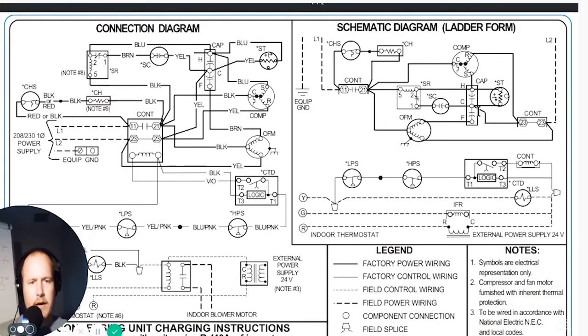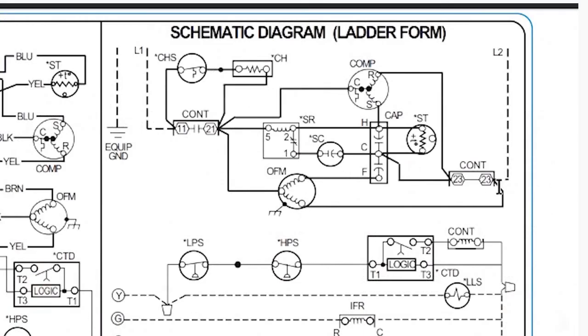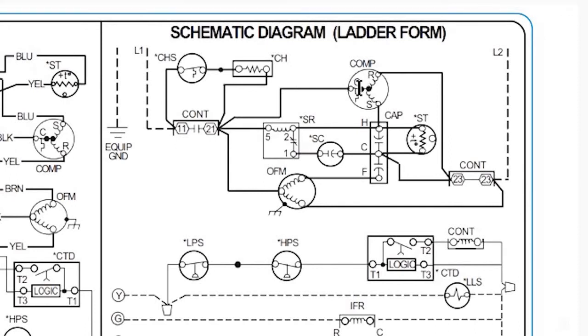H, C, F. The C is actually fed from the other side of the contactor, from the side that feeds common to the compressor. I've talked about this a lot, but new guys get mixed up on this a lot. They see C here and they see C here, but you'll notice the C on the compressor is connected to L1, and the C on the capacitor is connected to L2. Those two C's do not mean the same thing. They're just both common points.